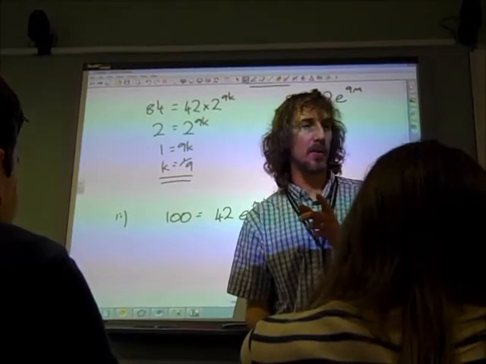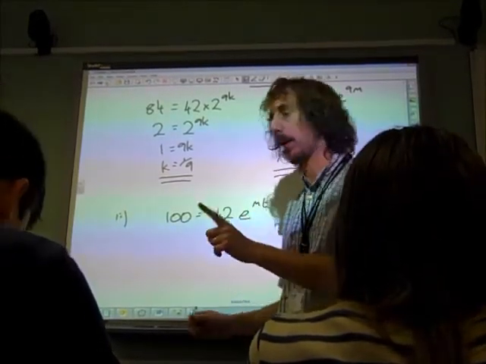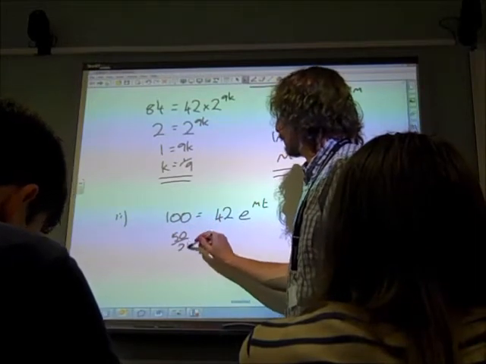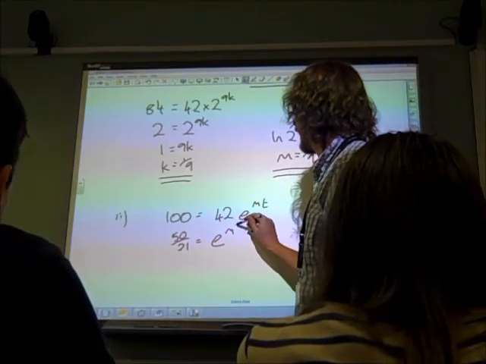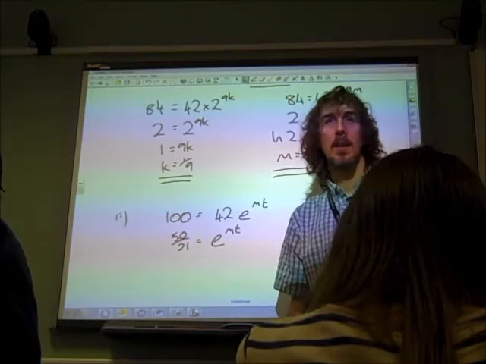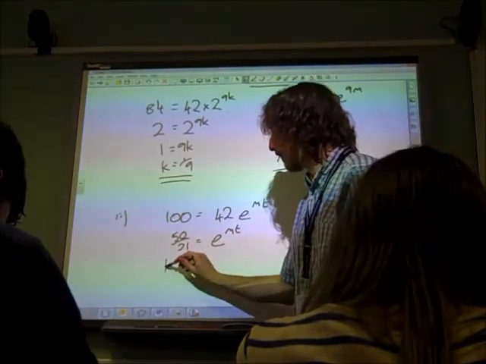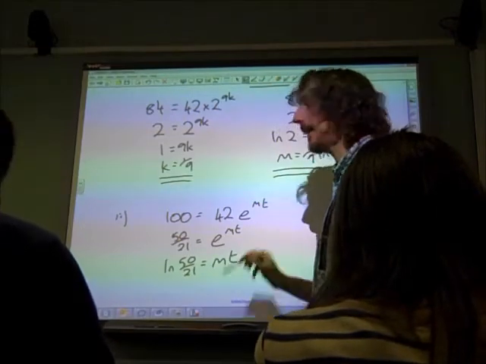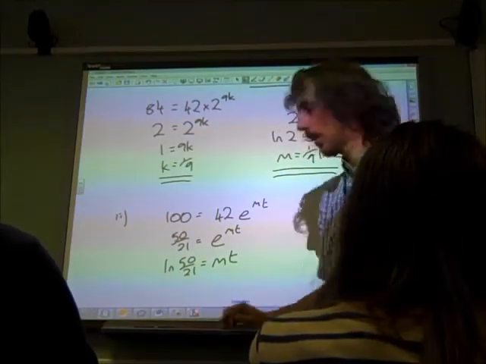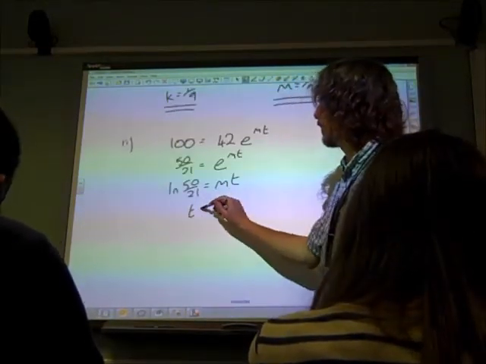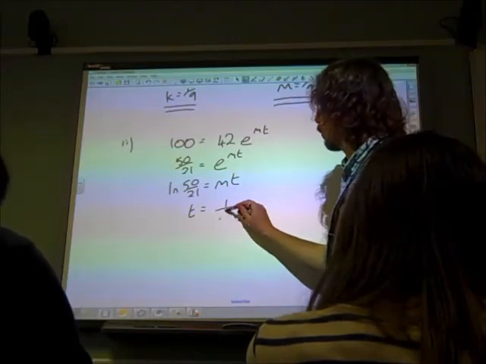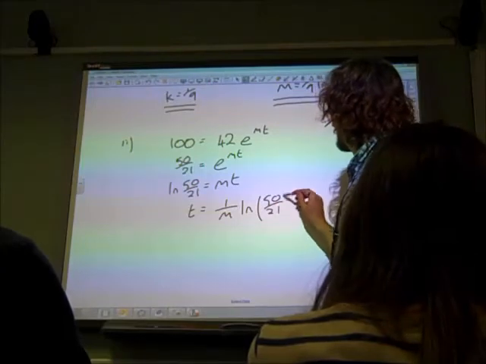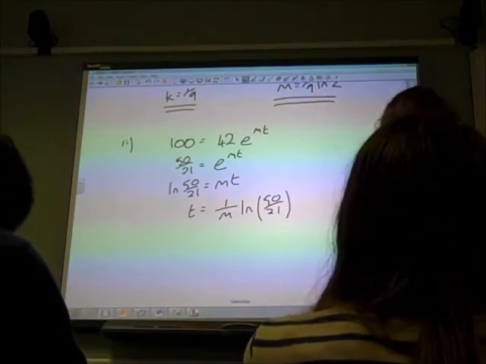Before we take logs of both sides, we want to get it as 1 e, don't we? So that's 100 over 42, or 50 over 21, is e to the mt. Now we can take natural log of both sides. Natural log of 50 over 21 is mt. So t is 1 over m times the natural log of 50 over 21.